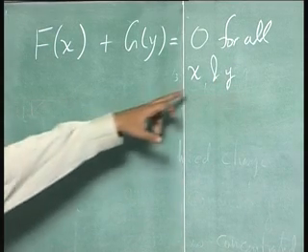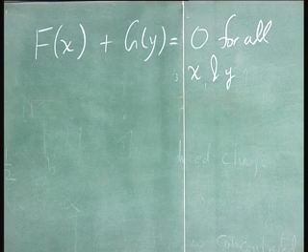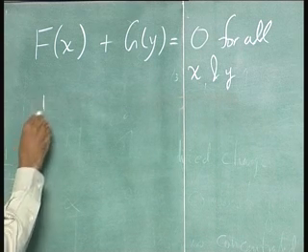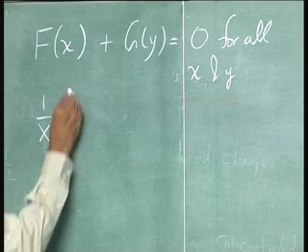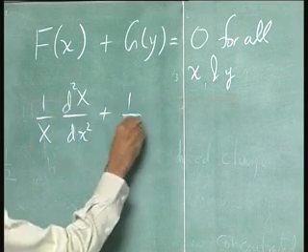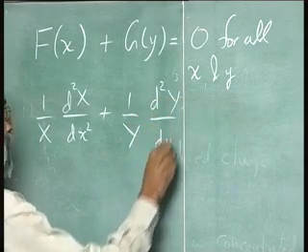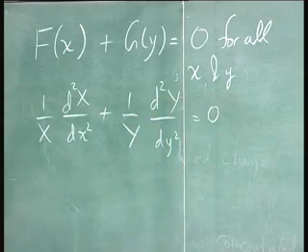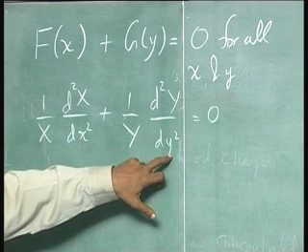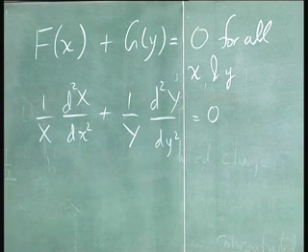Why do I say for all x and y? I say that because Laplace's equation must hold at every point. Therefore, the equation I had got, which is 1 over capital X d squared capital X by dx squared plus 1 over capital Y d squared capital Y by dy squared is equal to 0, must actually hold for every x and every y. It is not at some special x and special y.